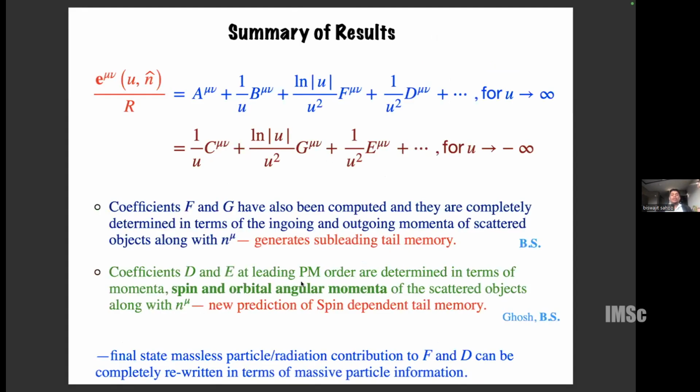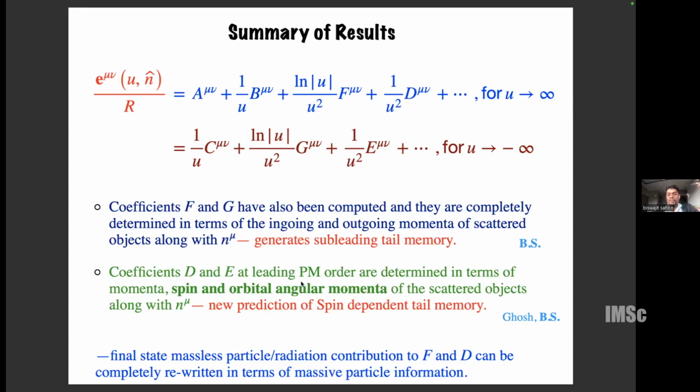Okay, so this is all about b mu nu and the 1 over u tail. Can we compute the higher order terms? We also computed, for example, these coefficients f and g, which are also universal and determined only by the momenta of the ingoing and outgoing particles or objects and the direction of gravitational wave emission, which generate some subleading tail memories. We also computed d and e, which are in general not universal from the soft factor prediction.